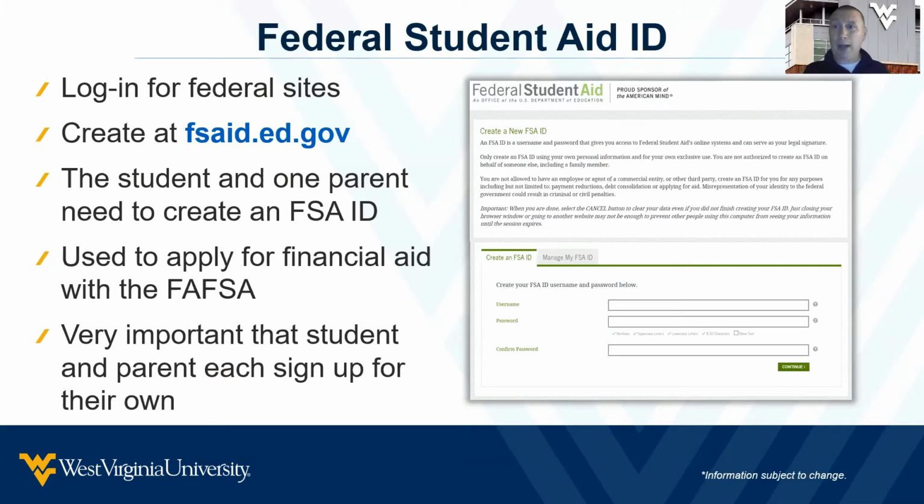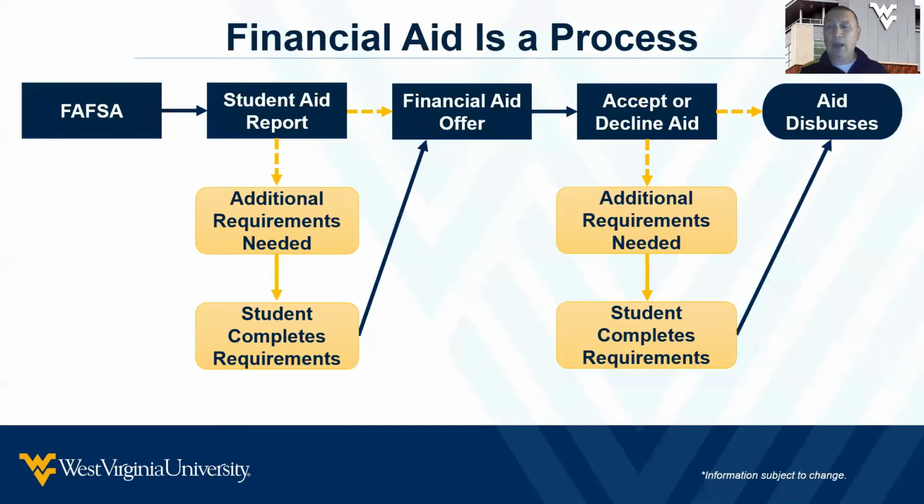The FAFSA will not be complete, and it can generate errors, if there's a missing signature, which is completed through the FSA ID. Now remember, this is a process, so it's not as instant as, hey, I've done my FAFSA, where's my money? It is a process where we start with a FAFSA, and that creates a student record, or what we call a Student Aid Report.